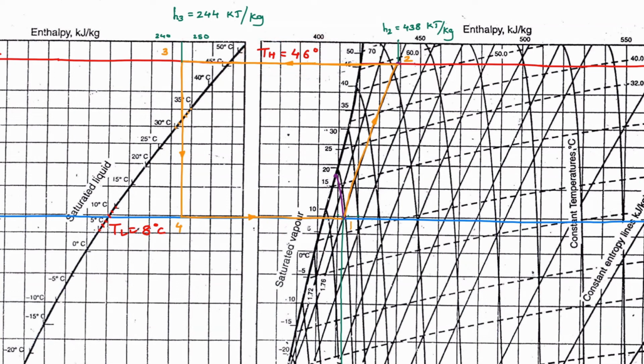So that is why from 2 to this point is the de-superheating part, and from this point to this point is latent heat rejection in the condenser, where the phase changes from saturated vapor to saturated liquid, and from this point to this point is subcooling. Again, here you can see temperature changes. Here we have 46, and the subcooled temperature is 32 degrees Celsius.